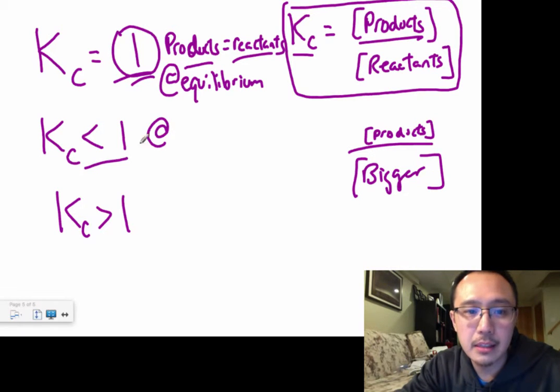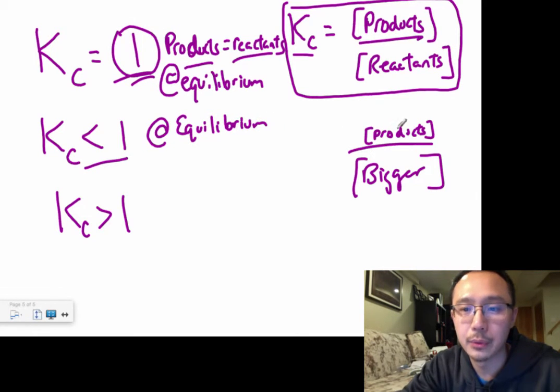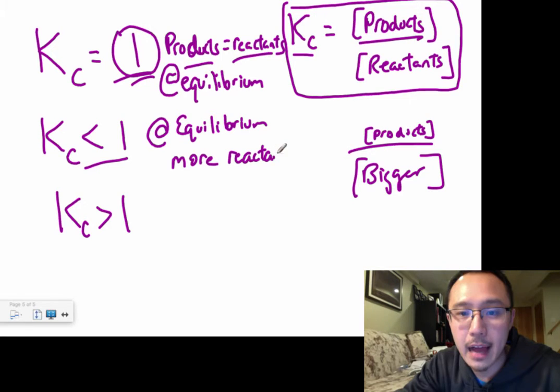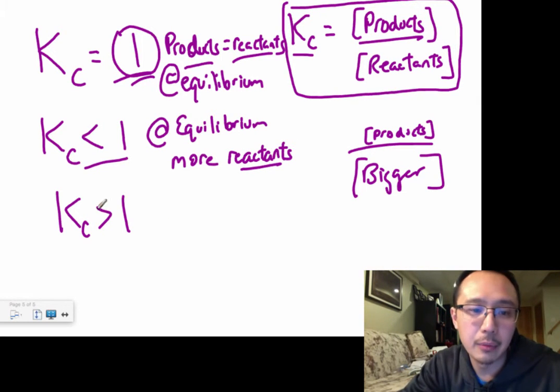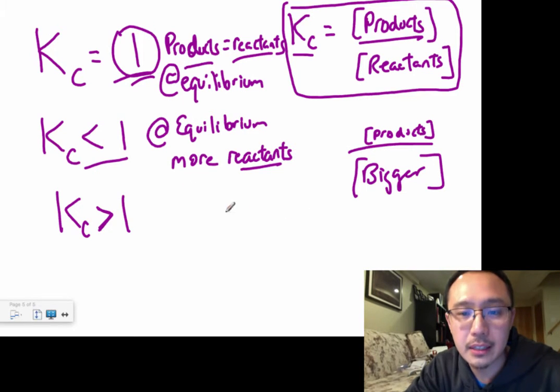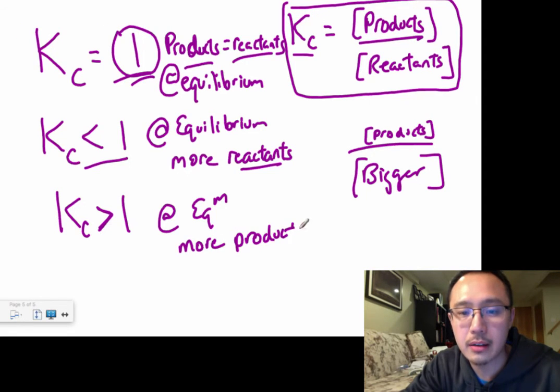So if your Kc is less than 1, at equilibrium, which one would you have more of? Would you have more products, or more reactants? Well, because the denominator is bigger, you would have more reactants. So at equilibrium, your reactants are favored. And when Kc is greater than 1, at equilibrium you will have more products. So that's when your products are favored.